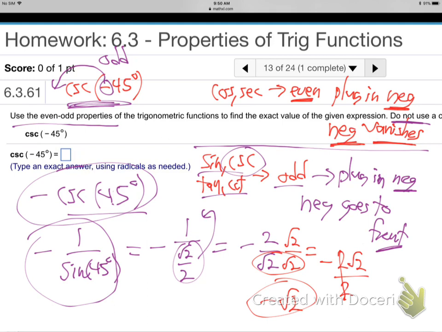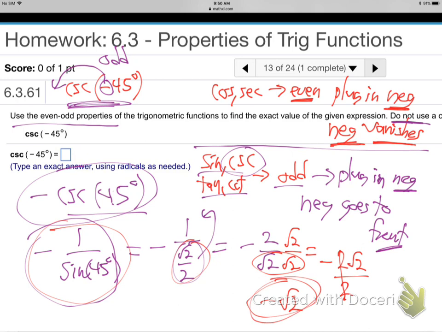That okay? So what did we do again? Cosecant's an odd function, which means the negative goes to the front. Cosecant's 1 over sine, went to the unit circle, sine's root 2 over 2. Flip it up, get rid of the root. There it is, negative root 2.